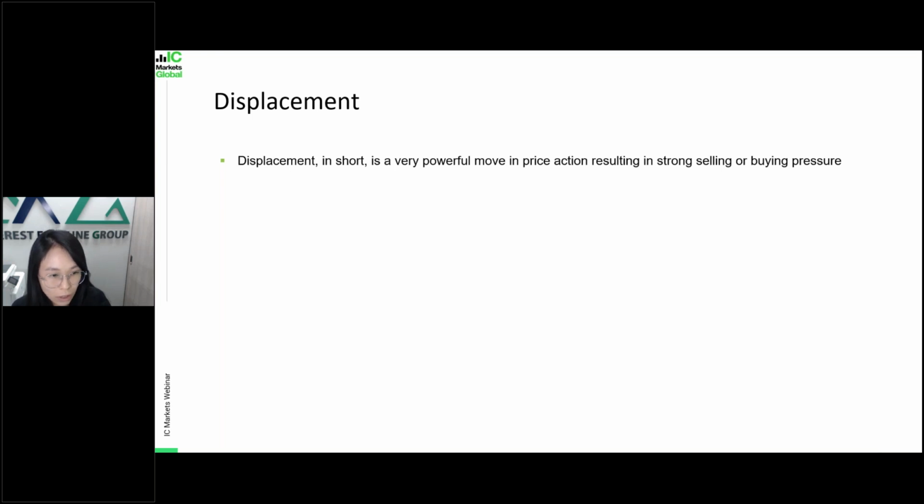In short, displacement is a very powerful move in price action, resulting in strong selling or buying pressure. Displacement will appear as a single candle or a group of candles positioned in the same direction. These candles have very large bodies and very short wicks, suggesting very little disagreement between buyers and sellers.